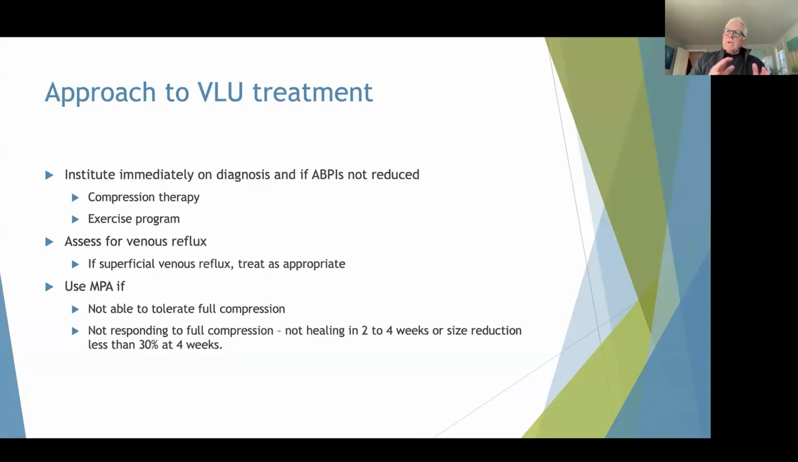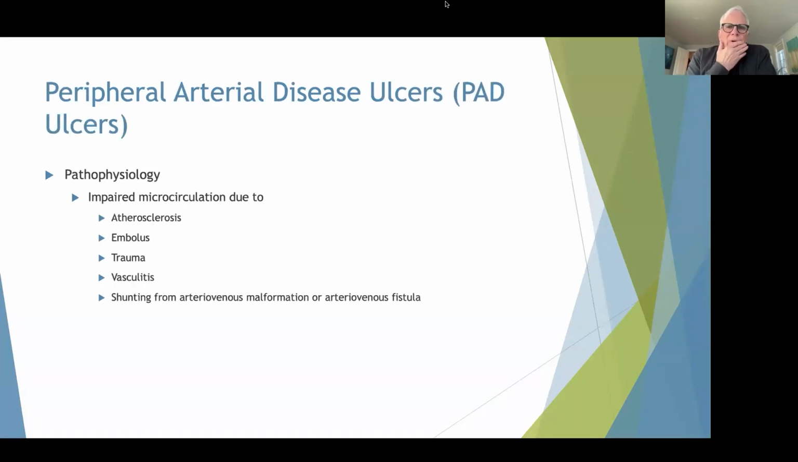And then overlaid on top of that, which I haven't got on this slide, of course, is the management of the wound, which does incorporate the principles of wound bed preparation and the TIME algorithm, and then an approach to the advanced wound therapies. So now I'll go on to peripheral arterial disease or peripheral artery ulcers.